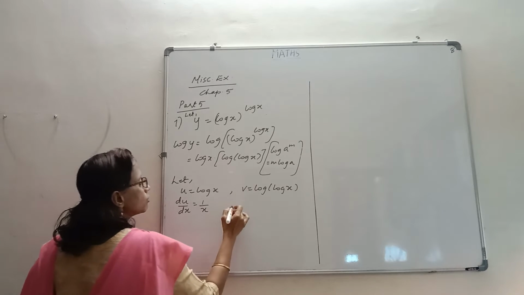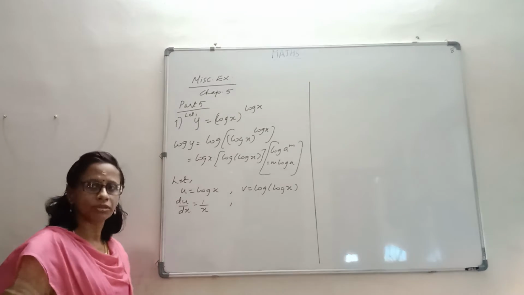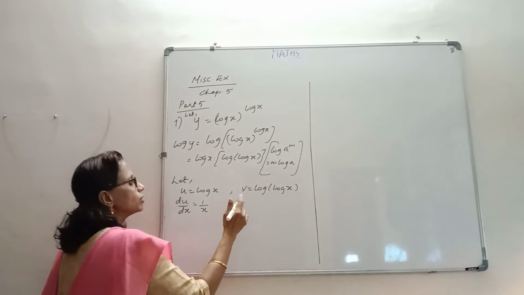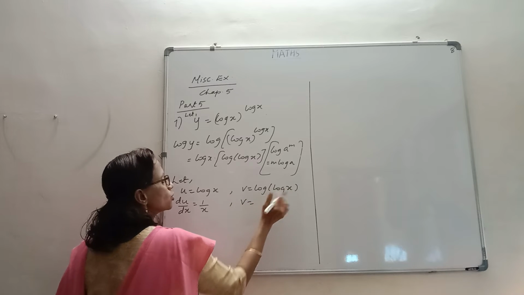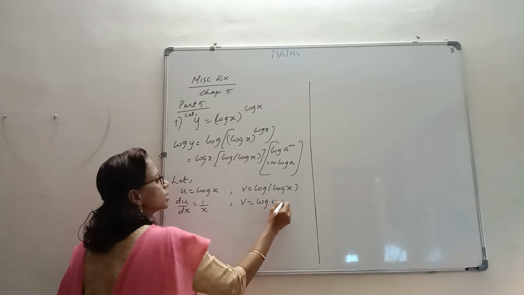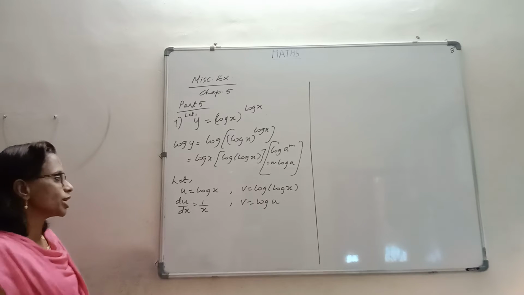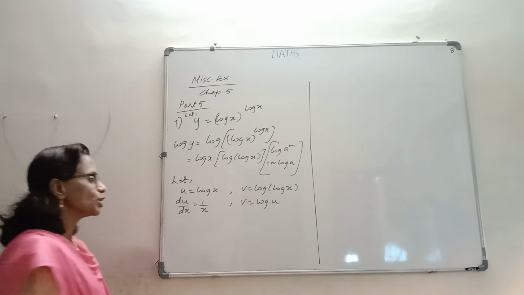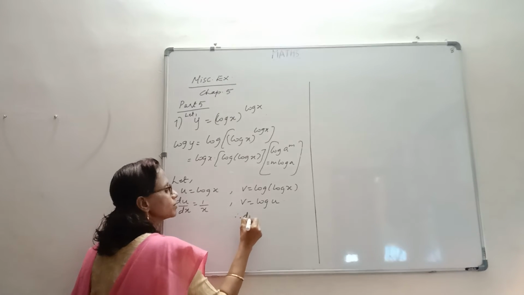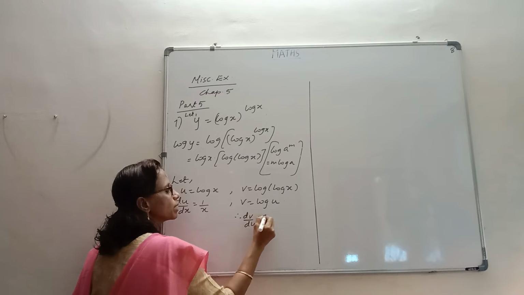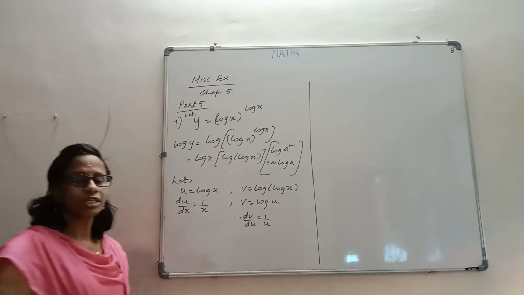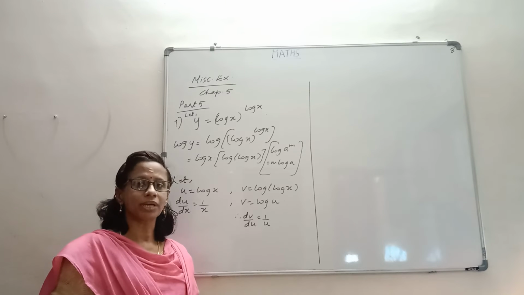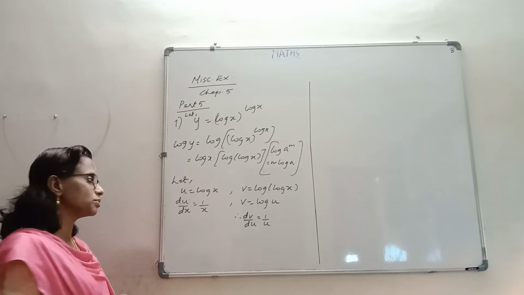Then we can move on to the v value. We also need to find dv by dx. Now, if you carefully look, v is actually log u. As a result, we will check what dv by du is. The derivative of v with respect to u, we all know, is 1 by u, because it's a log function. But that's not what we require. We require dv by dx. So let's quickly get back to dv by dx.